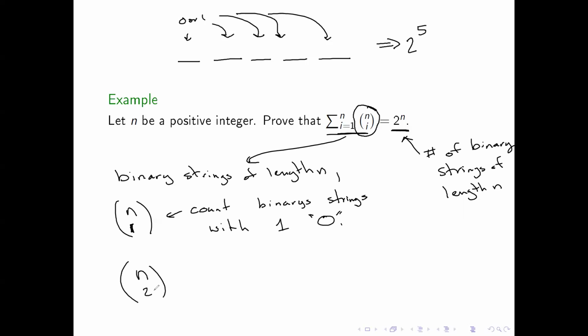Number of strings with 2 zeros. Yeah, and the reason we have to do a choose situation is it doesn't matter if we picked 1 and then we picked 2. That's the same thing as we picked 2 and then picked 1. So the order of what we choose doesn't really matter. It just matters that we pick those objects.